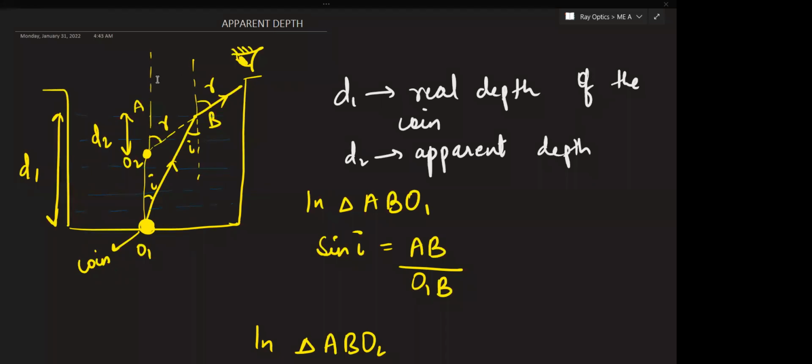Now this normal and the line joining the image and the object are both parallel. So this angle of incidence becomes equal to this angle because of alternate angles, and this angle becomes equal to this angle because of corresponding angles. Using that, we constructed these two triangles, and using both the triangles, we got our formula. Now clear?